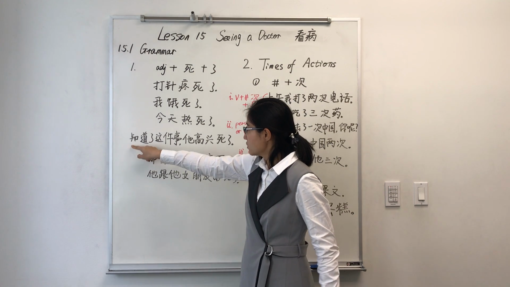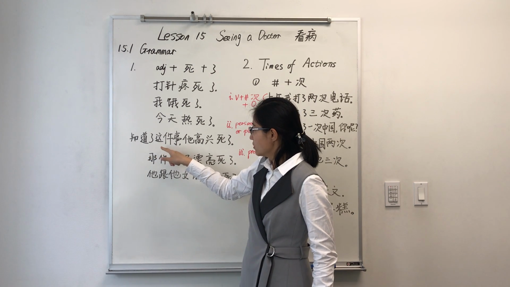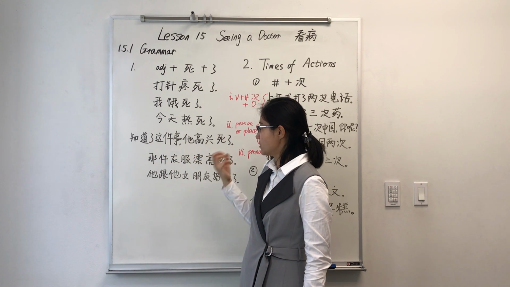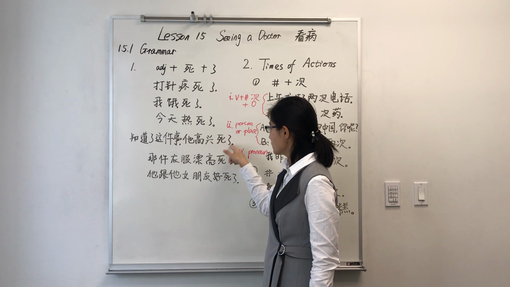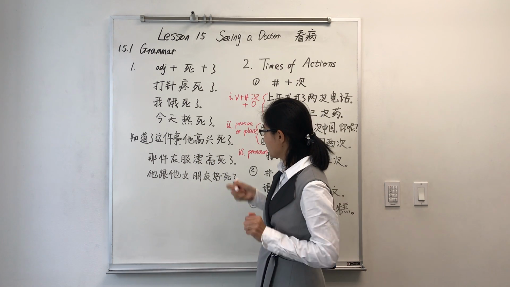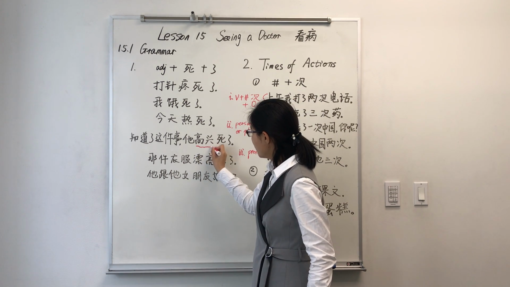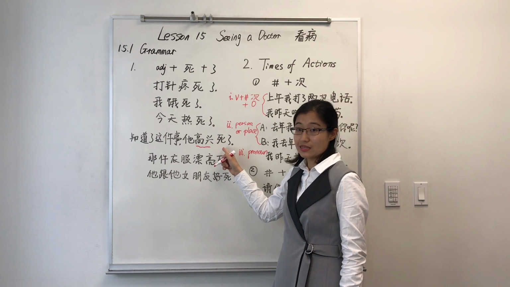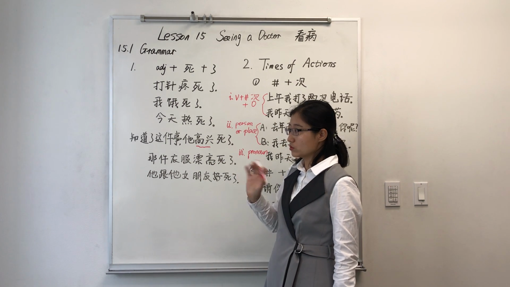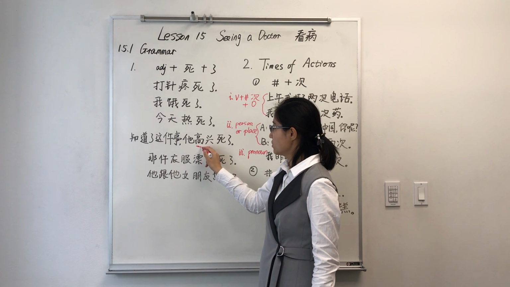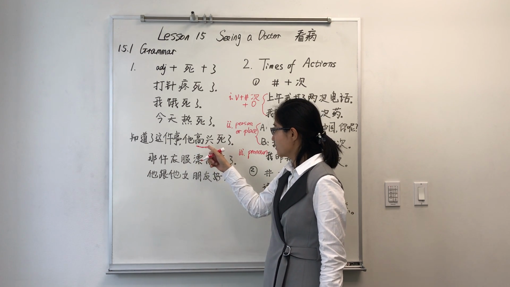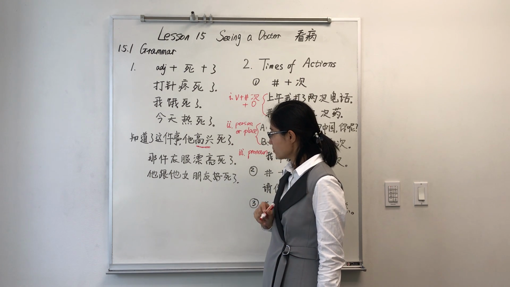Next one, 知道了这件事, to know this matter, 他高兴死了. He is so happy. 高兴 is happy. Only several adjectives can plus 死了, but most of them we don't use this. Only 高兴 we use 死了. He's happy. He is so happy.